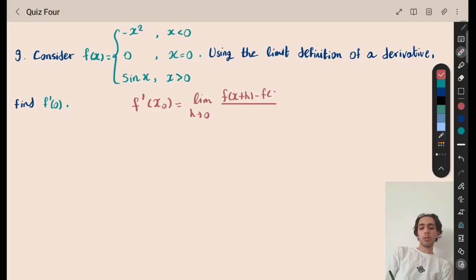varying the function by a very small amount over the displacement that has happened, which is x plus h minus x. So it's just a slope. These are the y points, these are the x points, but I simplified it: y2 minus y1 divided by x2 minus x1.